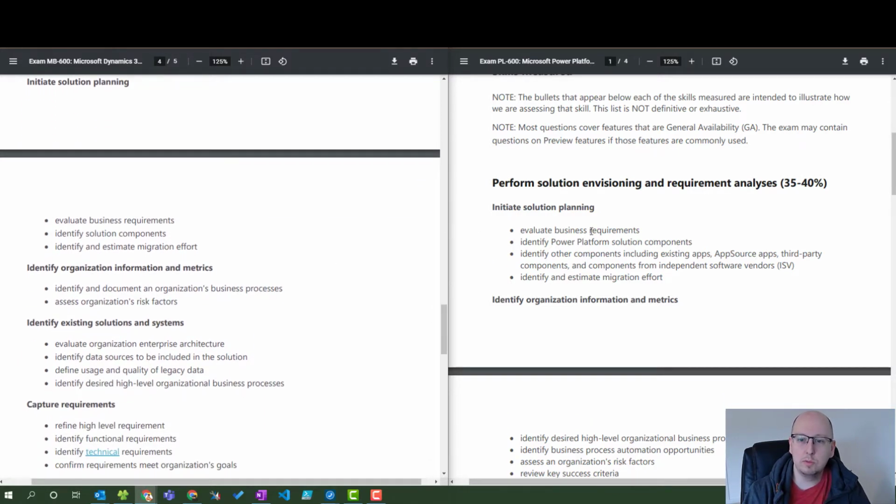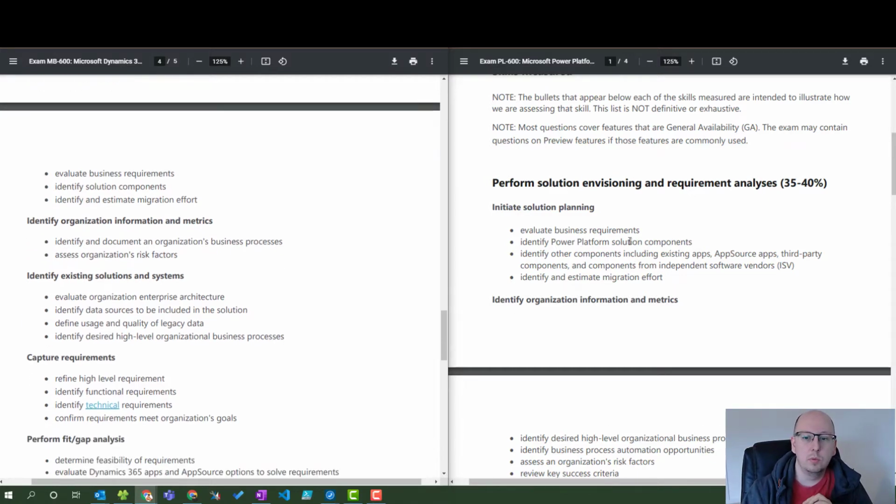Evaluating the business requirements, it's the same. Identify solution components, so identify Power Platform solution components. That's a key indicator there that they'll probably be expecting you to understand a lot more about things like Power Automate, things like Power Virtual Agents, for instance, and other things, whereas you may not have gotten those questions in the MB600 exam. So we need to know some of these things.